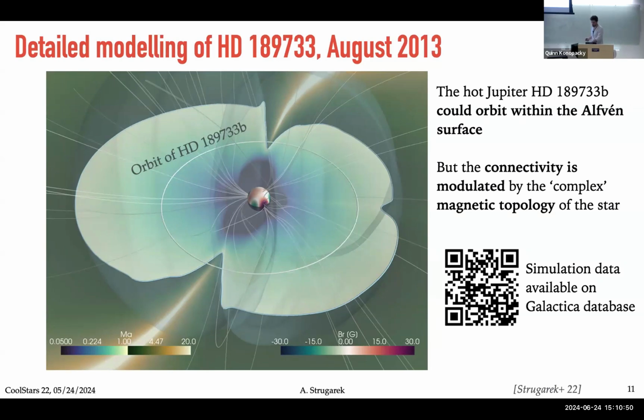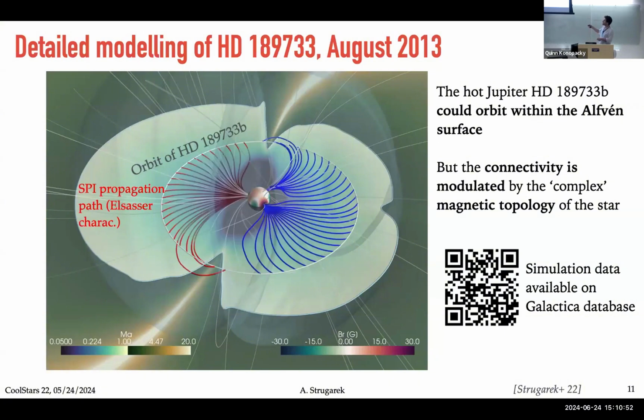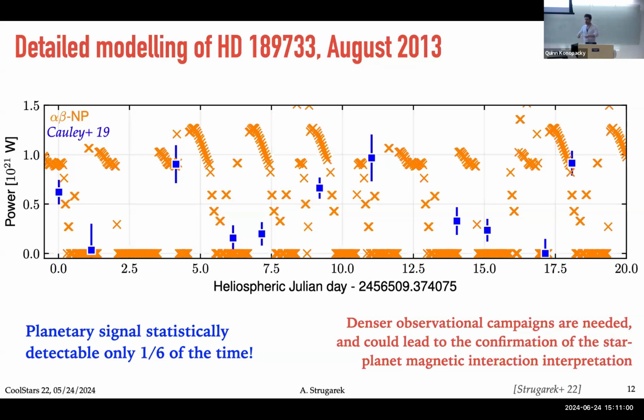So that's good. Then you can follow the characteristic path of the Alfvén wings to see where you would be able to actually deposit energy somewhere in the chromosphere of the star. You crunch the numbers, you put that together, and you predict what would be the power as a function of time as the planet orbits and the star rotates. The prediction will be those orange points. And you see that the points from Coley are all over the place, quite far from each other. Given the complexity of the observed signal and the model, it's hard to say whether we can confidently attribute this signal to SPI or not.